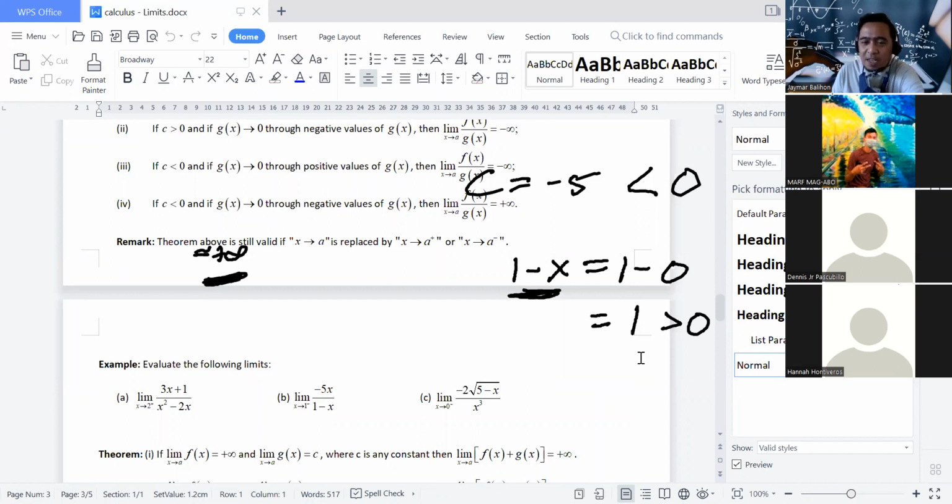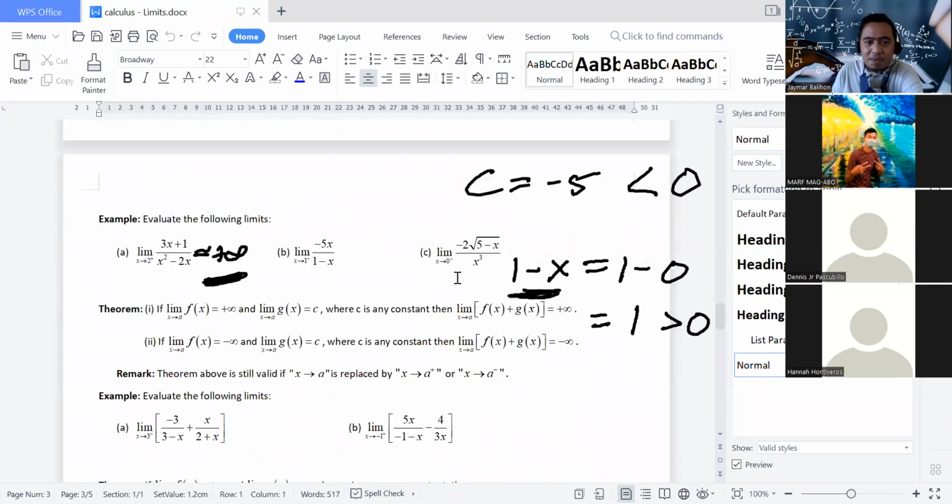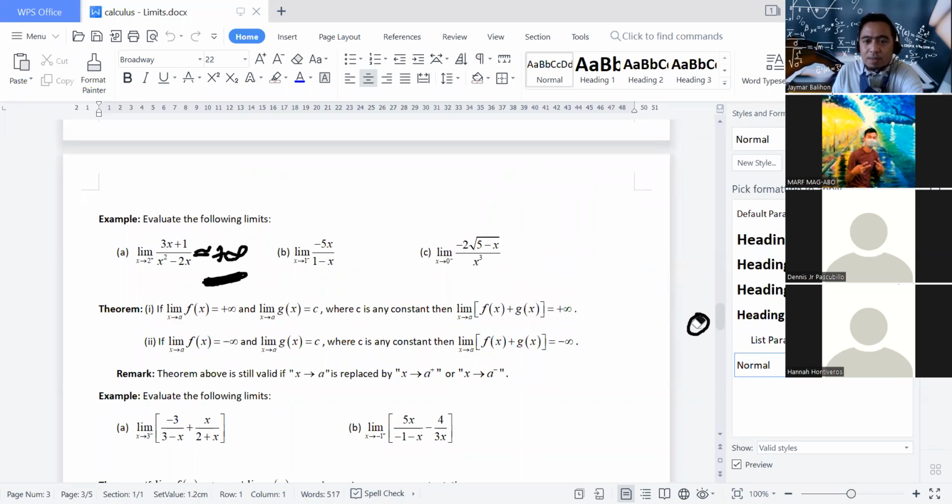That's the idea, did you get it? C is negative. On the right-hand side, positive values of g of x. So that is negative infinity. Clear? Okay, understood? So the answer here should be negative infinity. Right? Case number 3, no? So it is negative infinity.